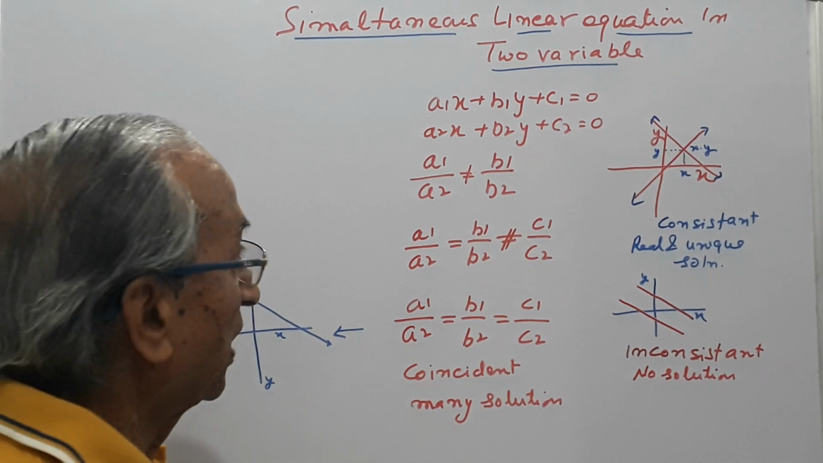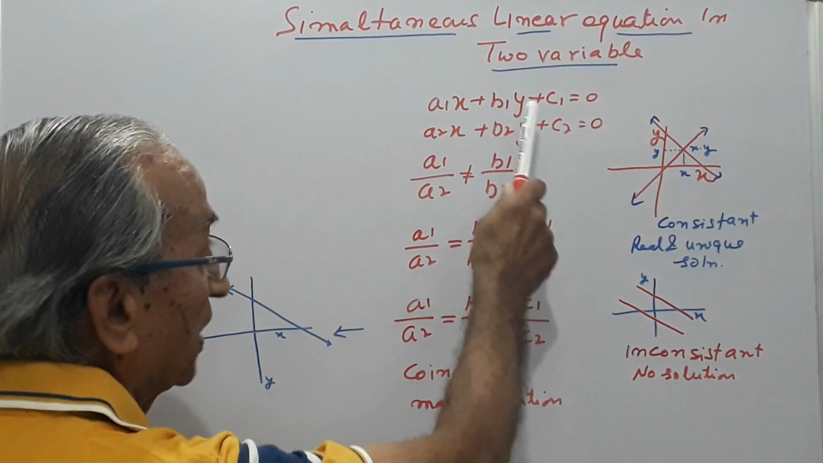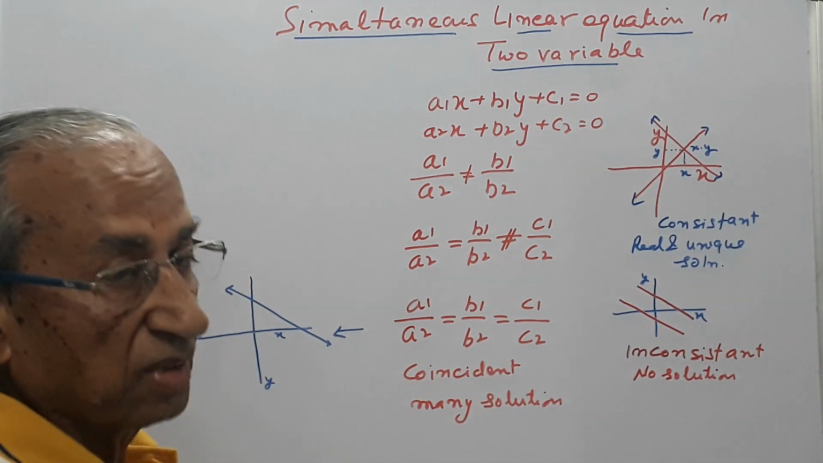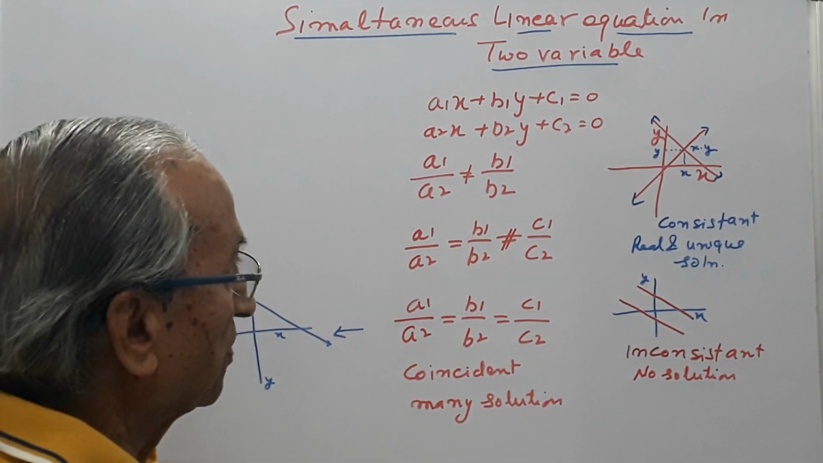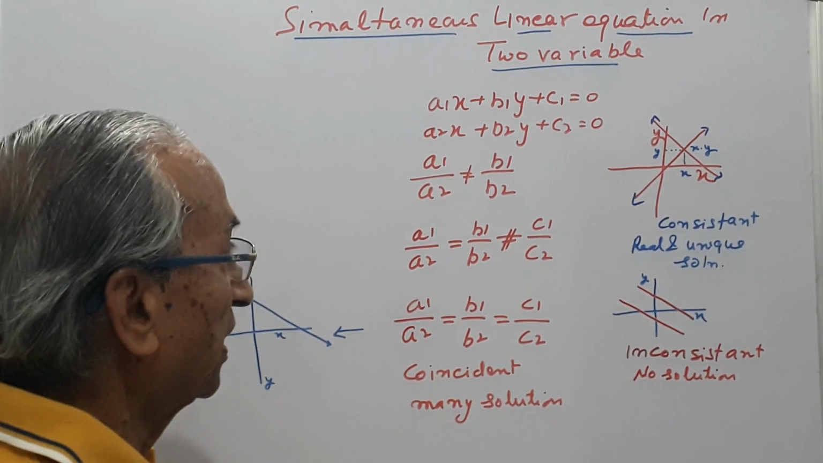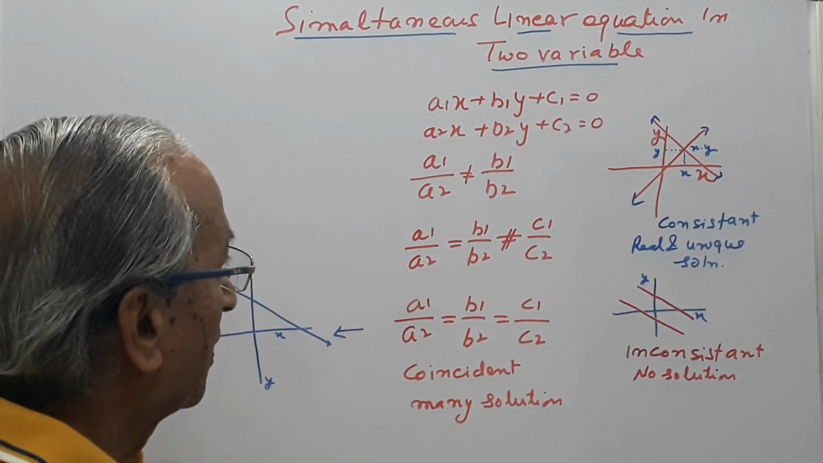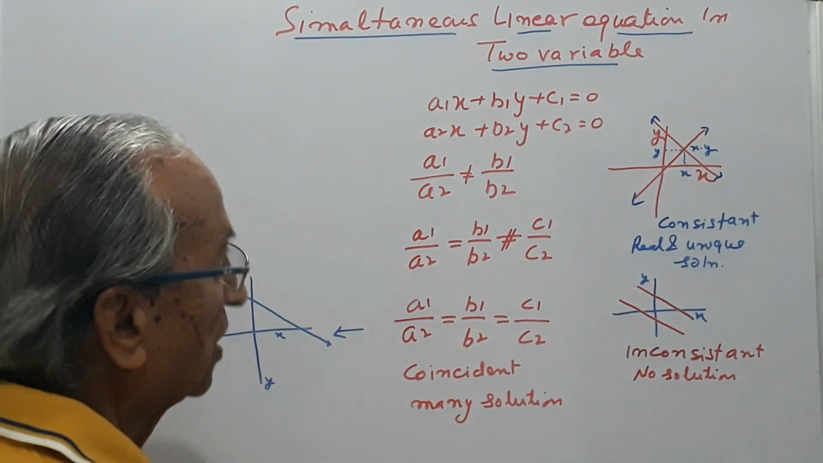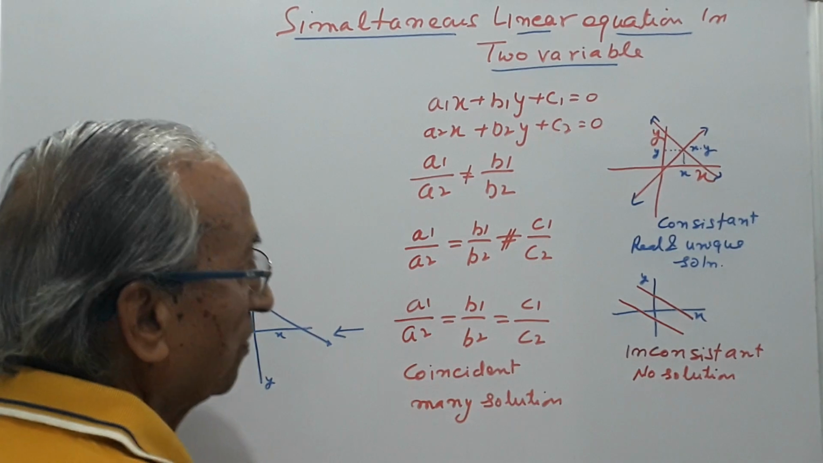Now in my next video I will explain how you will find the values of x and y. There are 2-3 methods. One is the elimination method, another is the substitution method, and third is the cross multiplication method. So today I think some fundamentals of simultaneous linear equations will be clear to you.